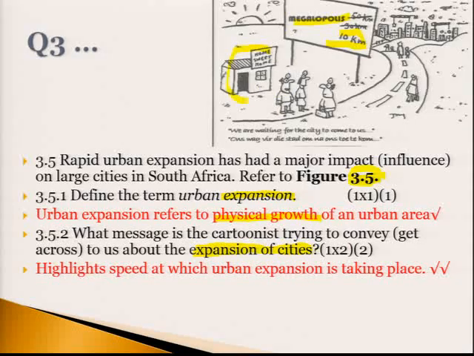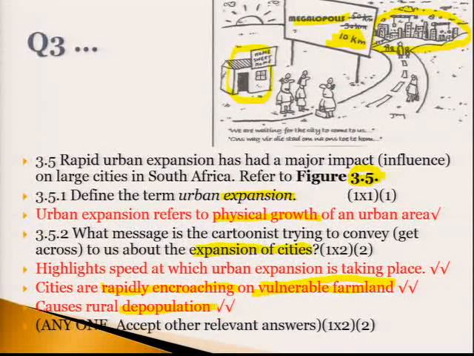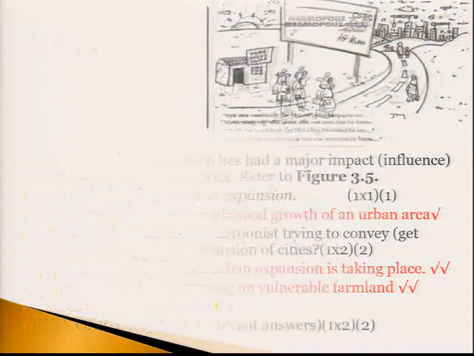You can see that this is a remote area, but check how far distant it is from a megalopolis. It's because of the urban expansion. The rural people, and it's written here, we are waiting for the city to come to us. Urban expansion, physical expansion of the city, and very true, it is expanding day in and day out towards them. The second one, cities are rapidly encroaching on vulnerable farmland, because everyone wants to see himself or herself in the city, and this causes rural depopulation. Everyone is moving from rural to urban areas. Colleagues, let's take any one of them and accept any other relevant answer that we could get from our learners.